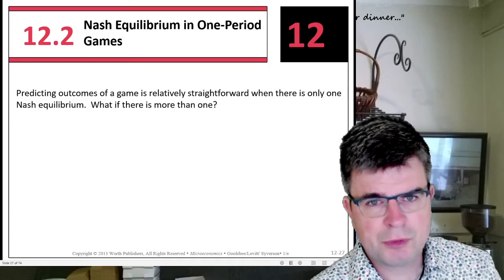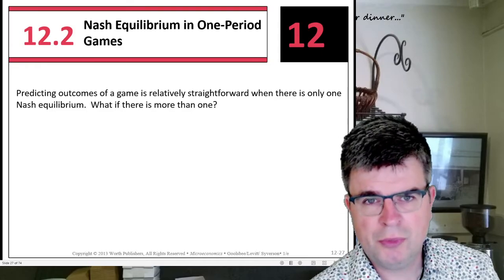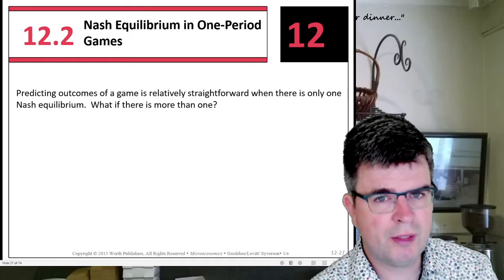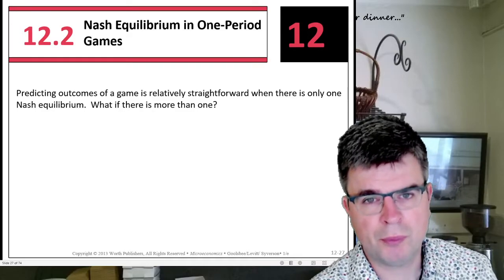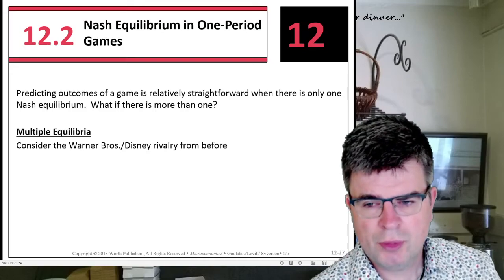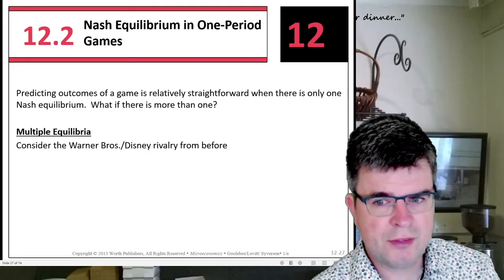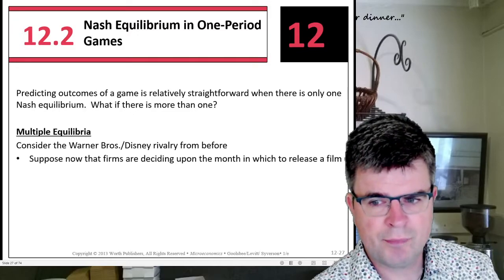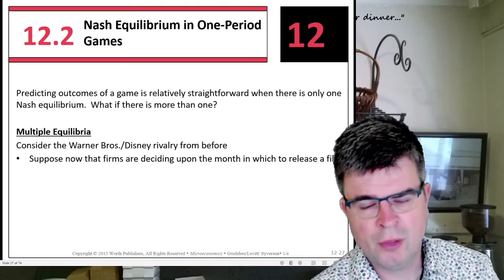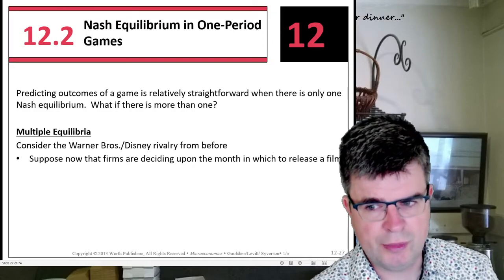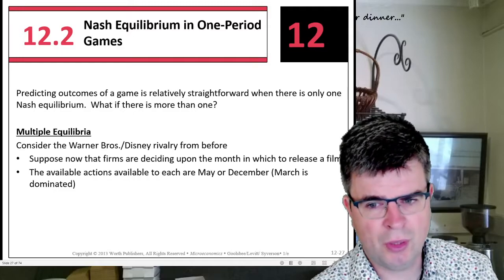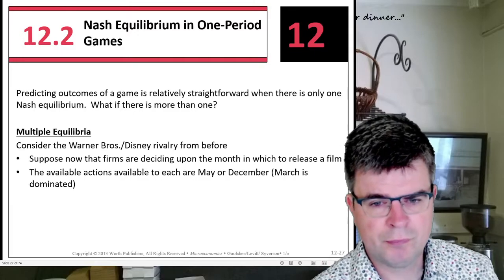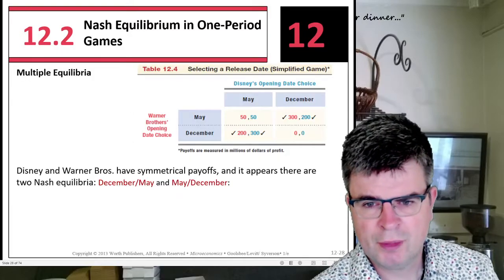So predicting outcomes of a game is relatively straightforward if there's one unique Nash equilibrium. Then it's unambiguous what a solution is. But what if there's more than one? If we have multiple equilibria? So let's consider the Warner Brothers Disney example from before. And now suppose that the two companies are deciding on which month to release a movie. And available actions are May or December. And March is a dominated one.